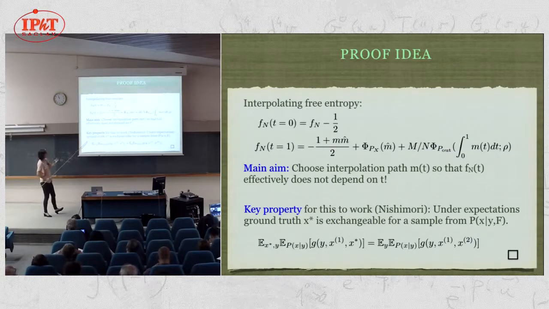And as the proof goes, in several different places, we need this property that is called the Nishimori condition, that is simply saying that under expectations over the posterior, the ground truth X star can be replaced by a randomly drawn sample from the posterior. And that is a property that in spin glasses is true on the Nishimori line, but in Bayesian inference is true by the definition or by the meaning of the Bayes theorem itself.